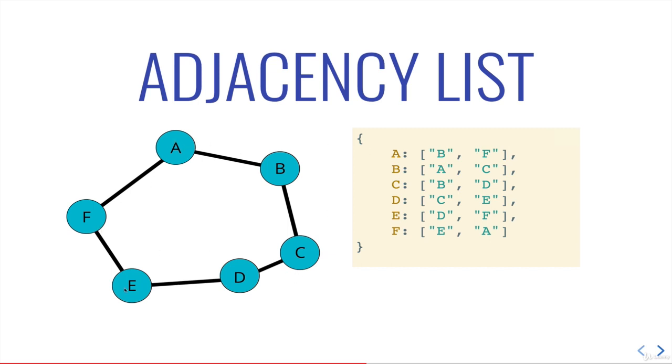Same thing, let's do E. So we'd ask for E from this hash map, and we get this. So that tells us there's a connection between E and D and E and F. Okay, so this is an adjacency list.